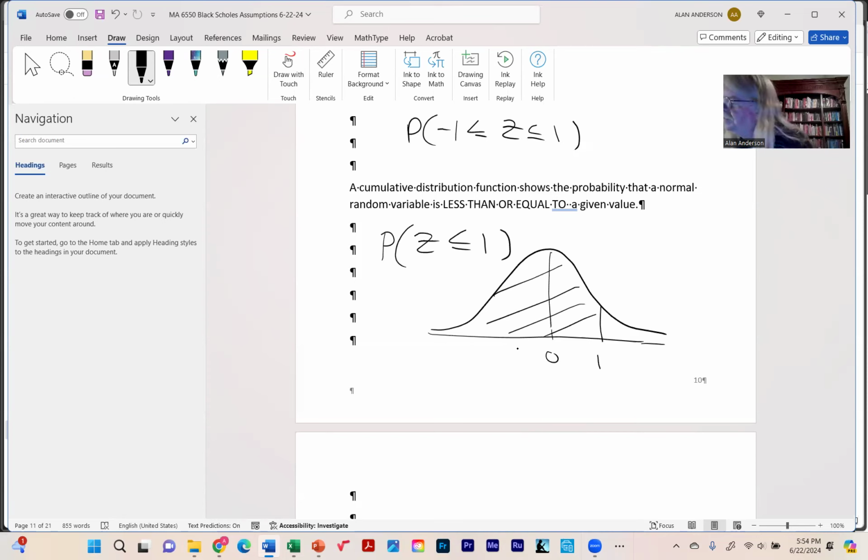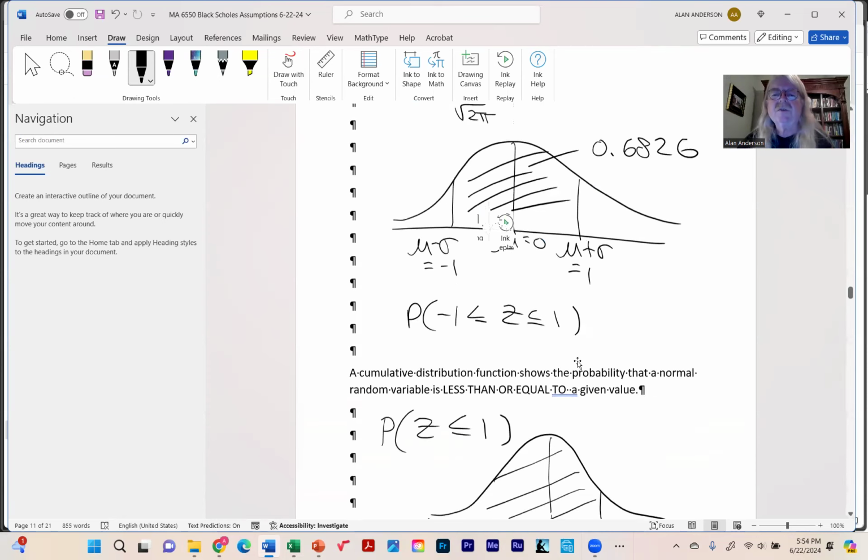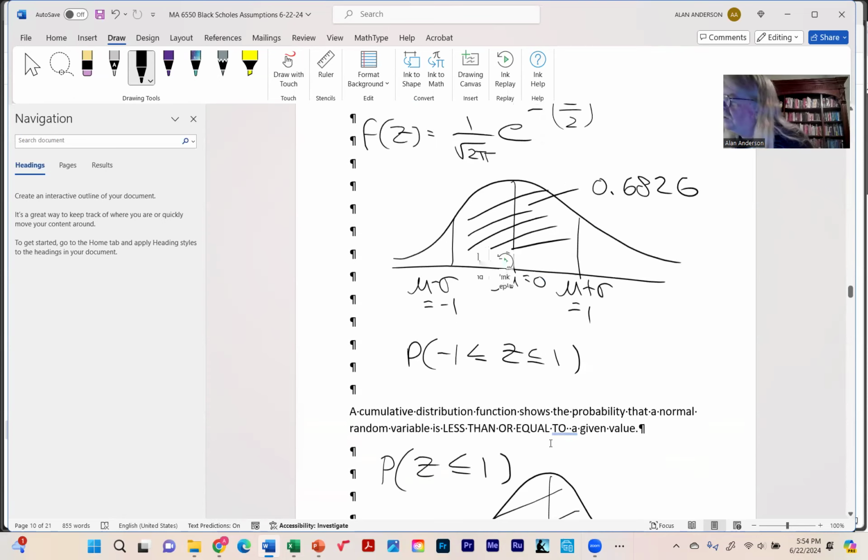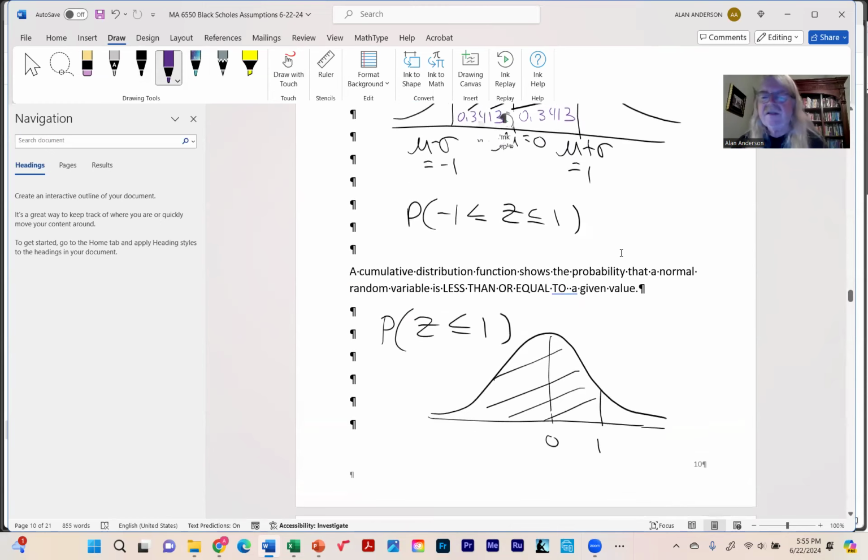Because of the symmetry of the distribution, if the total area is 0.6826 between negative and positive 1, that means each of these two tails must be half of the remainder. And so down here, this is 0.3413. I mentioned the other day that the area below the mean equals a half. So this probability adds up to 0.8413.